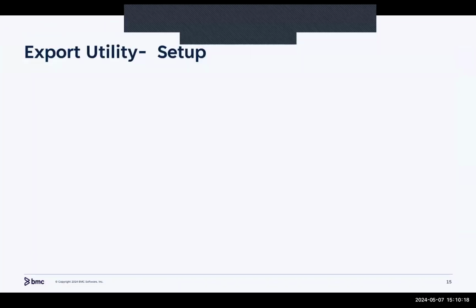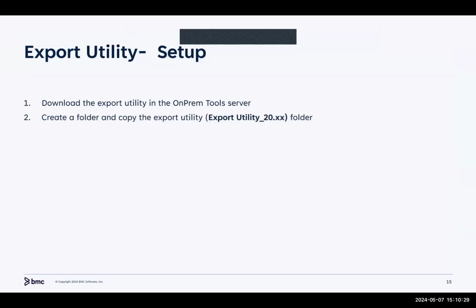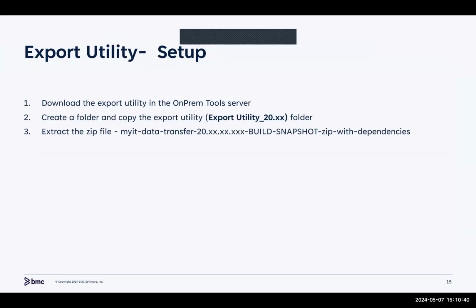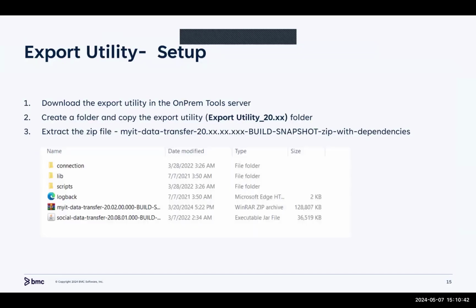So let's move on to export utility setup. Now we need to have that export utility folder downloaded into your on-prem tool server. We can create a folder and copy this utility folder inside it, and then we need to extract the zip file which is inside that export utility file. Once extracted, we can see three folders and the jar files inside it.